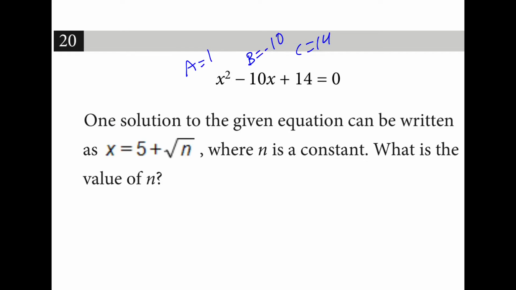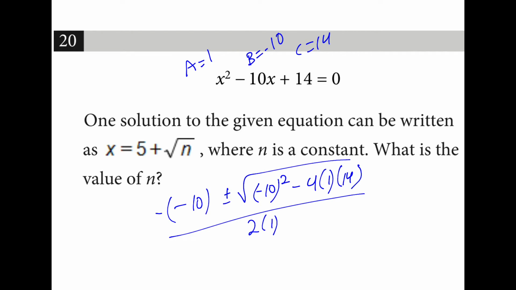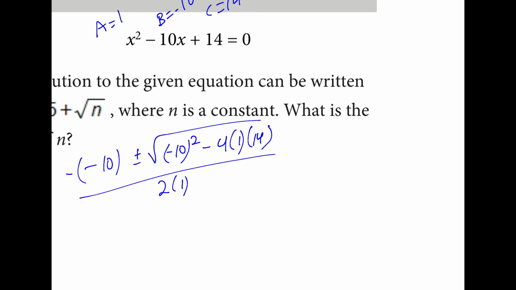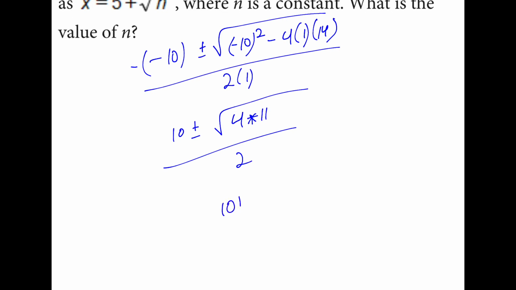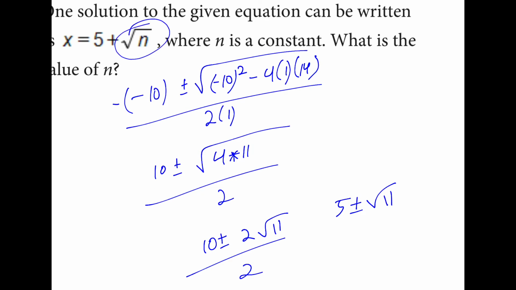These are my a, b, and c values, the coefficients and the constants. If I plug everything in like this, I can simplify, and this becomes 44, which if I change to 4 times 11, I have a perfect square factor. So now I'm looking at 10 plus or minus 2 root 11 over 2, or 5 plus or minus root 11. They want to know what is the value of n. N is equal to 11.